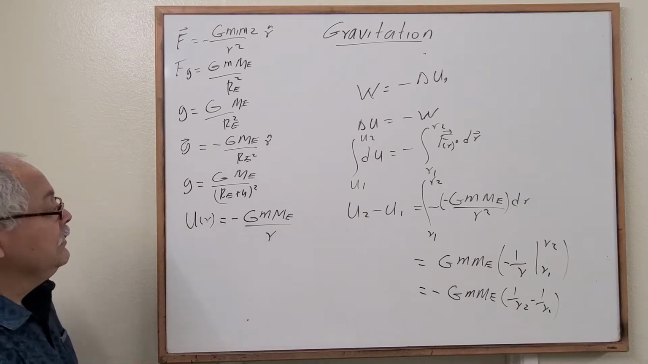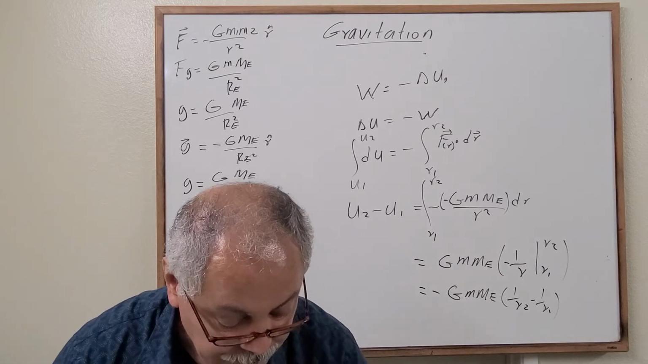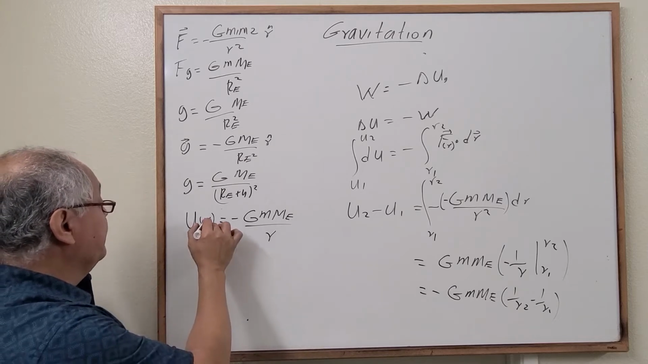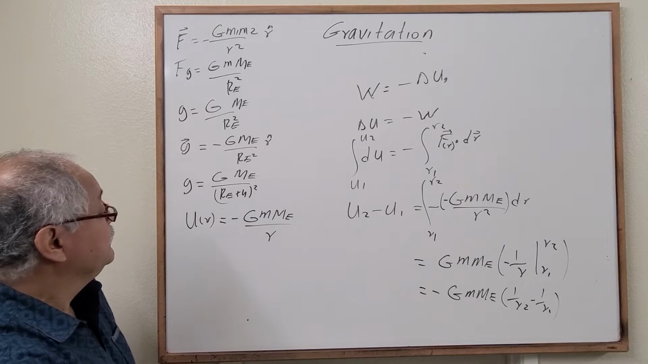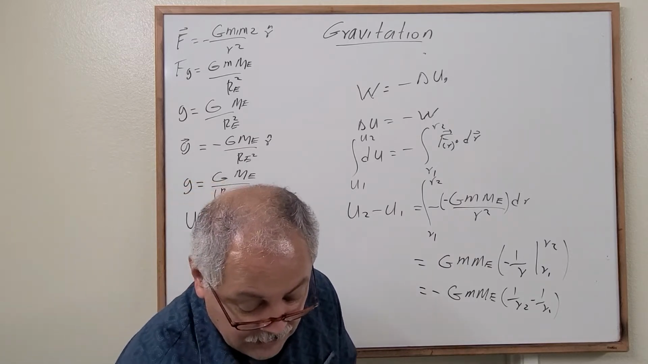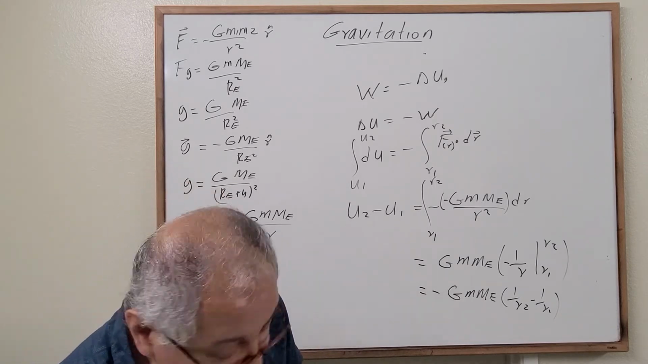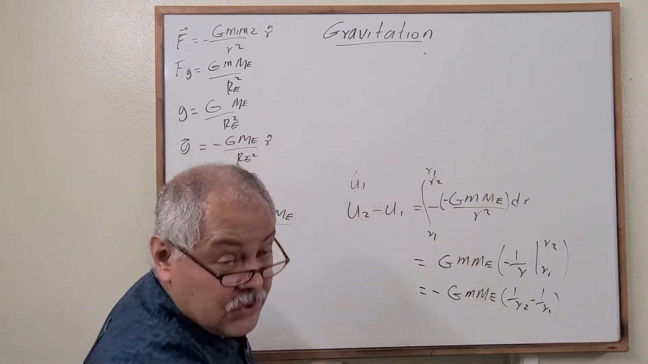Correct? Perfect, and that's the formula for the gravitational potential energy. Right? Perfect. Now let's see what happens one more time when we're dealing with potential energy, gravitational potential energy.